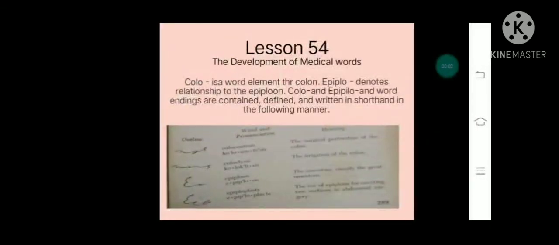So good day, everyone. I'm the second reporter, so I'm still going to discuss the last two lessons of our topic, gastroenterology.